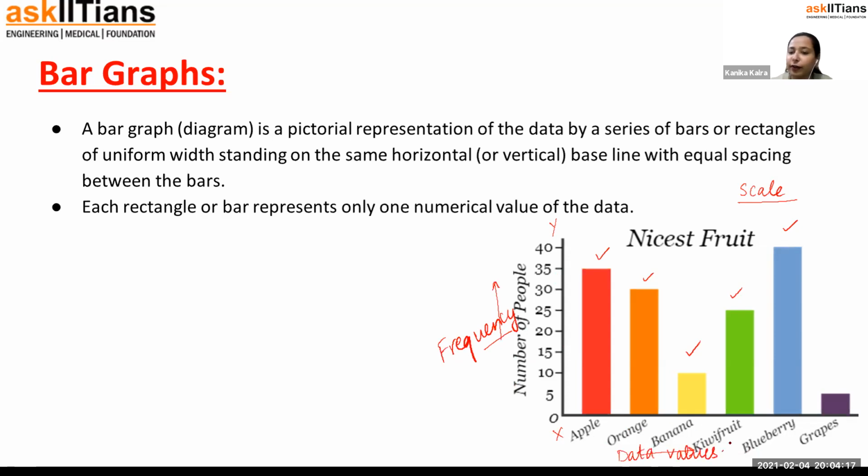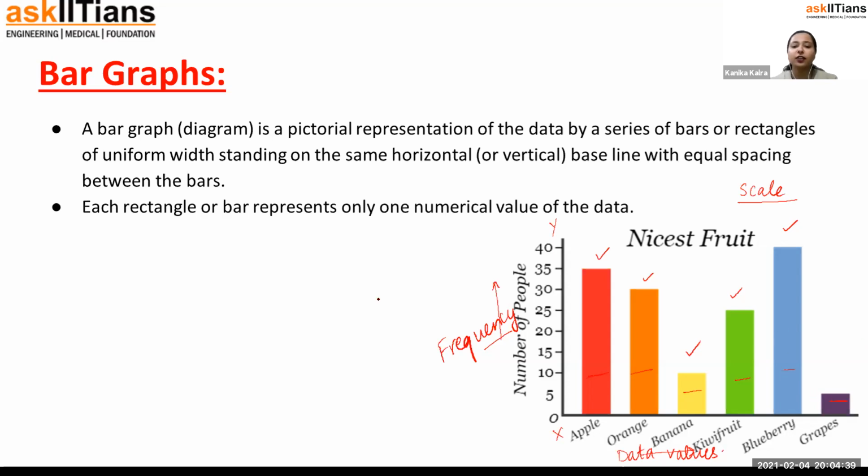They have represented different fruits as the data values on the x-axis and frequency on the y-axis. Now, you can observe from the diagram as well that all the lengths are equal. Width of each bar is equal. They are of equal or uniform width, right?